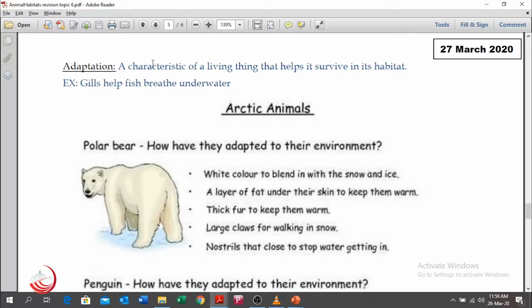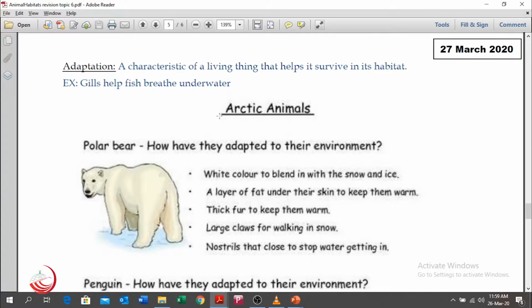Adaptation is the characteristic, which is like a difficult word, characteristic of a living thing that helps it survive in its habitat. Adaptations can be features in an animal which help them survive or live in the habitat. Example, gills help fish breathe underwater. This is the example that you have in your books.